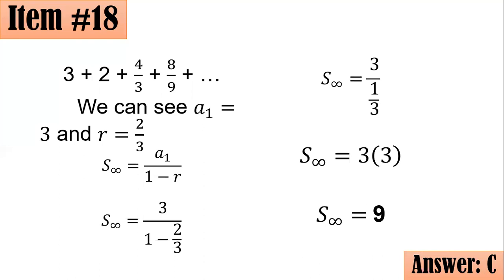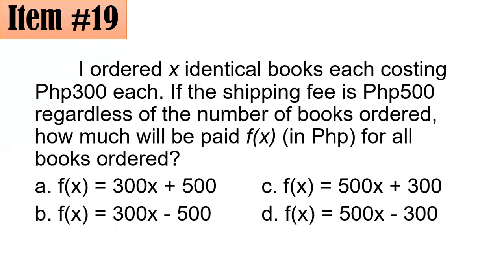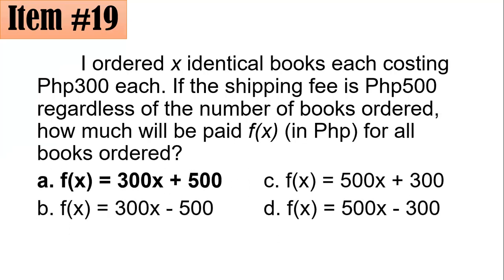19. I ordered X identical books, each costing 300 pesos. If the shipping fee is 500 pesos, regardless of the number of books ordered, how much will be paid in Philippine pesos for all the books ordered? Did you go for A, B, C, or D? Which is which? And the correct answer here is letter A.